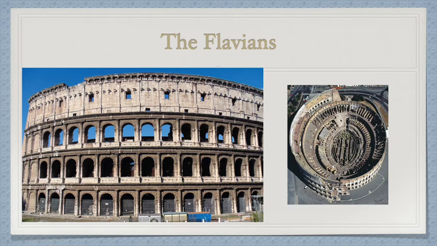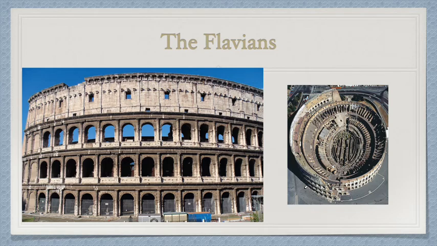Now, probably one of the greatest things they're most known for is that the Colosseum was constructed during their rule. Now, it was known as the Flavian Amphitheater after the family. It got the name Colosseum, and that comes from its location that was next to the Colossus of Nero. So Colosseum was just kind of the name it became known as. It was the Flavian Amphitheater.